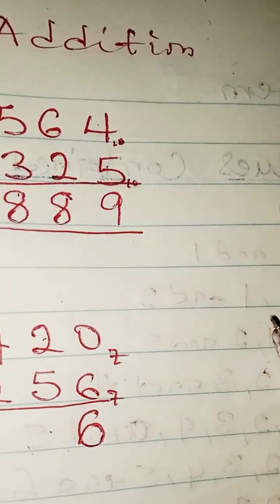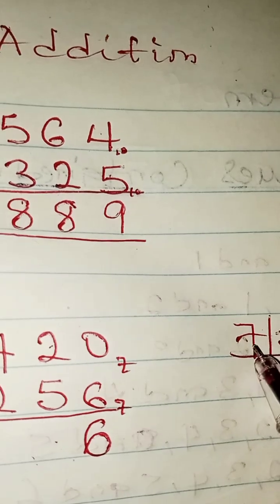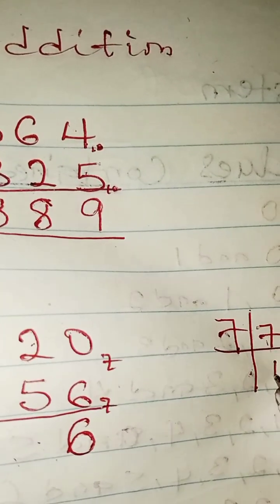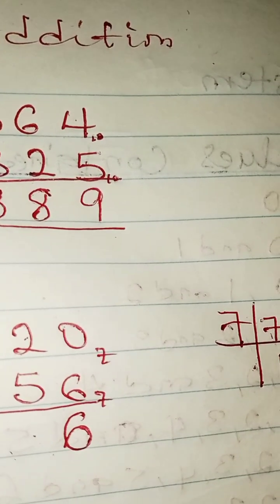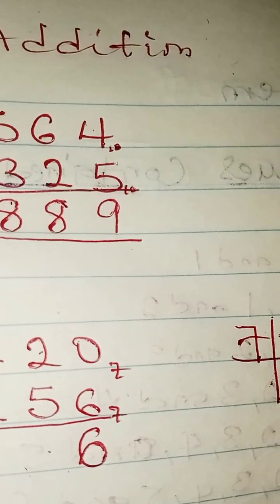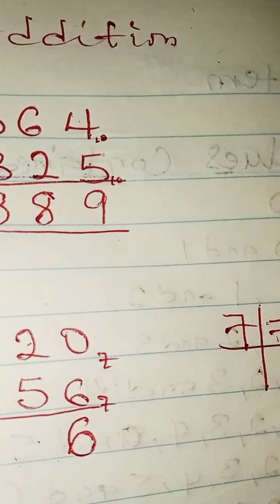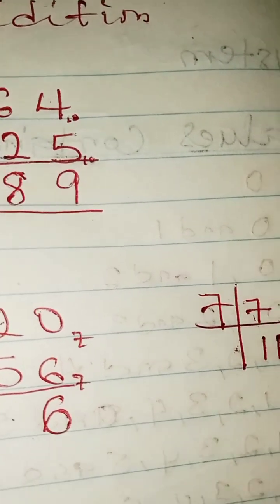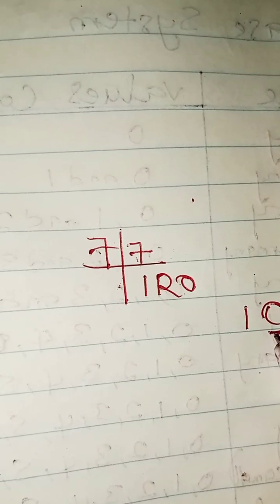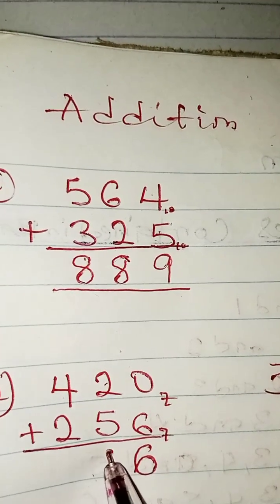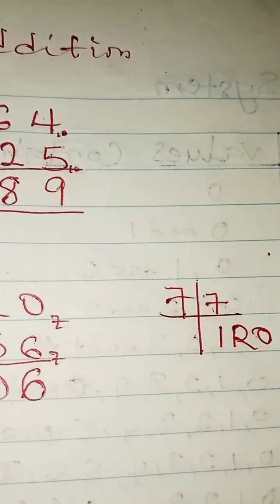Then we divide by our base. When we divide by our base, 7 into 7 will give us 1, remainder 0. So we have that our final answer is 1, remainder 0. So we'll take this 0, we'll write it here. Then we carry this 1.